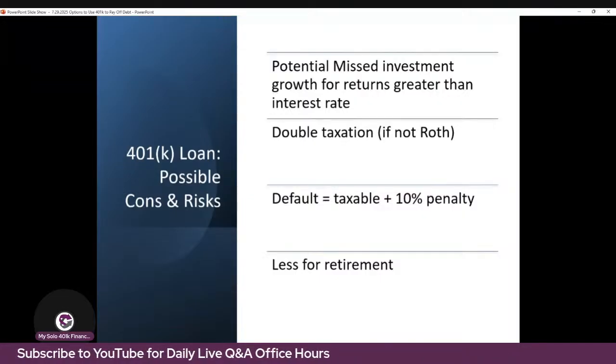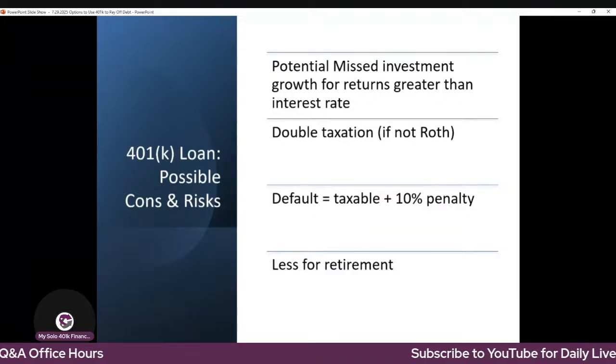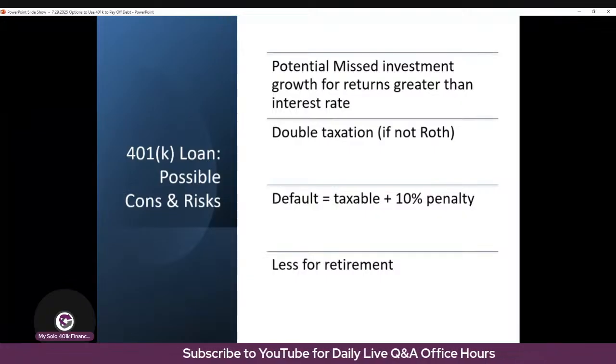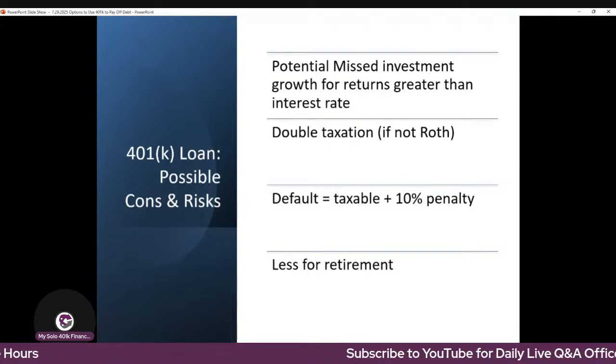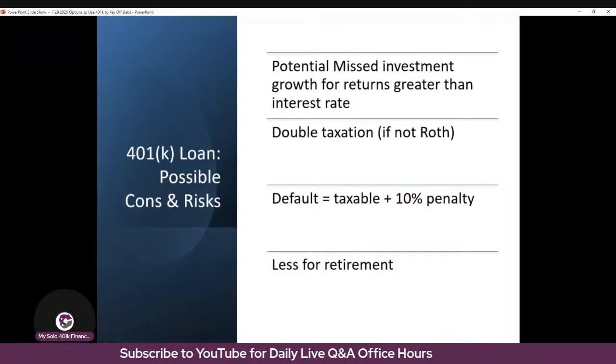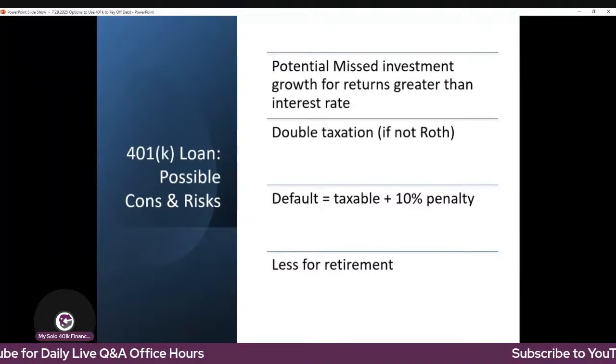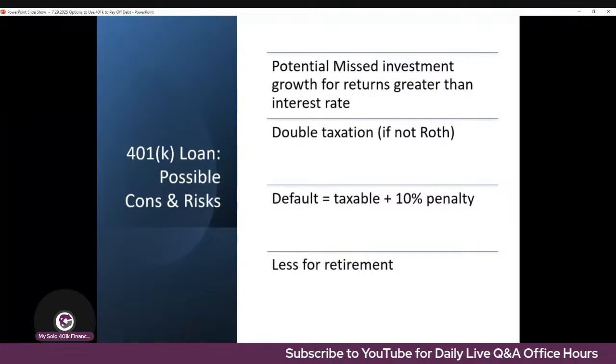As I mentioned, if it goes into default, default would be where the payment is not made by the applicable grace period. The grace period is the end of the quarter following the quarter in which the payment or payments are missed. So if 2 payments are missed in the first quarter, both of those payments need to be made up by the end of the second quarter. If not, the entire unpaid balance goes into default, therefore subject to taxes and penalties. So ultimately, that could be less for your retirement, right?